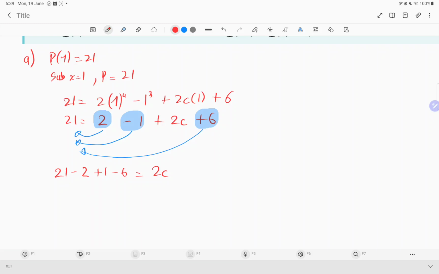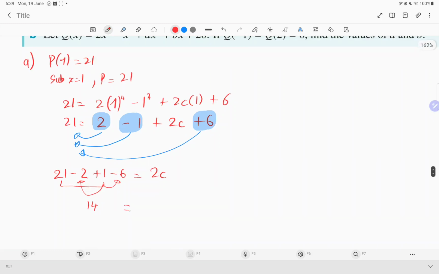Daniel, what's C? It's 7. Yeah, that's right. So when you simplify this, I would do this: 21 plus 1, which is 22. Right? And then subtract 2 is 20. And then you subtract 6 is 14. But you can do that step by step on the side as well, if you need to.